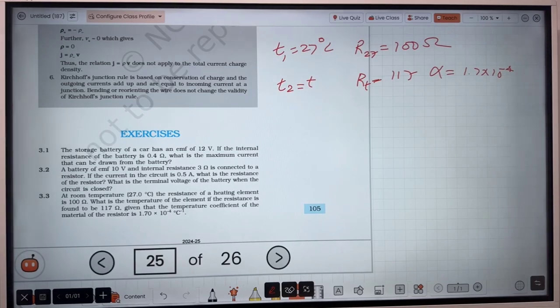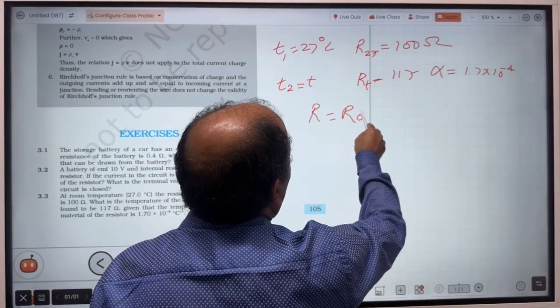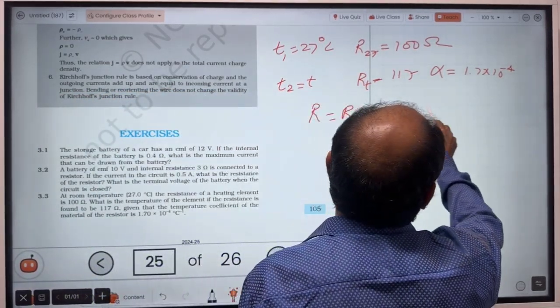So if you evaluate, what do you get? Think, then I will tell. Take 1 minute. The relation, if you remember, I told you, R equal to R0 times 1 plus alpha t.